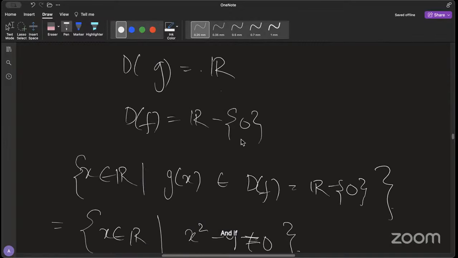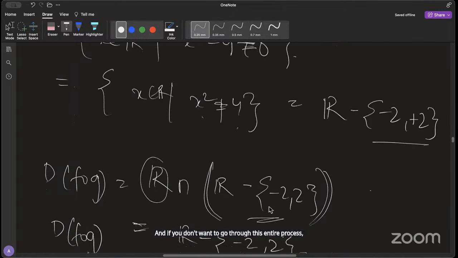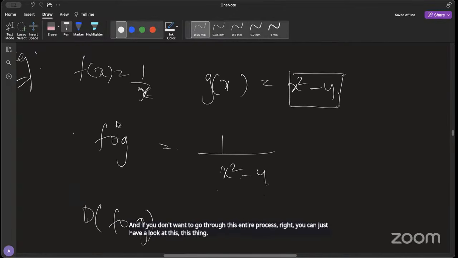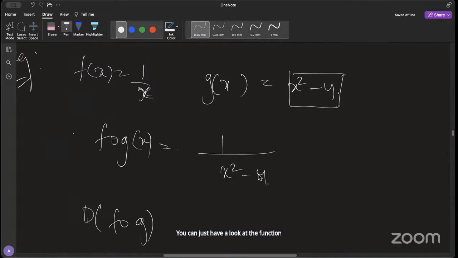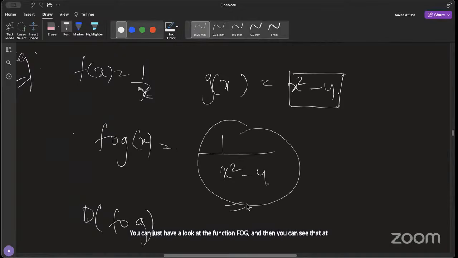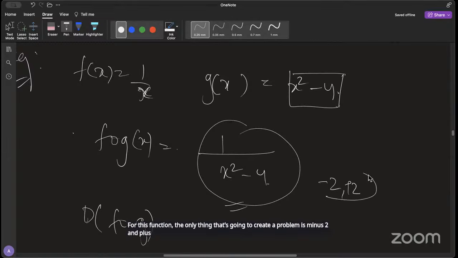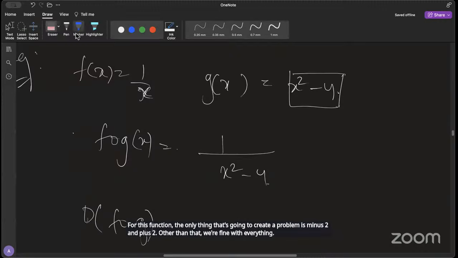And if you don't want to go through this entire process, you can just have a look at the function FOG, and you can see that for this function, the only thing that's going to create a problem is minus 2 and plus 2. Other than that, we're fine with everything, right?